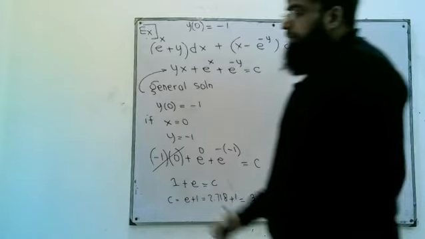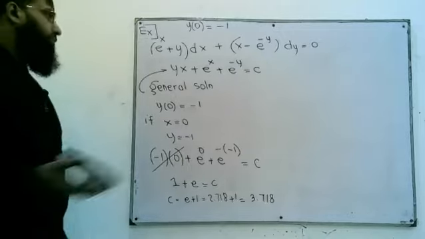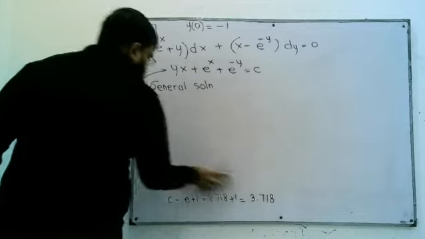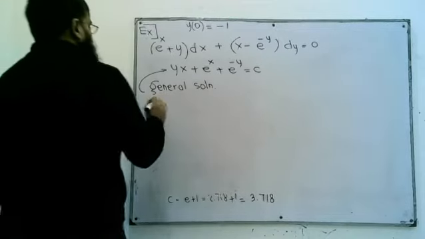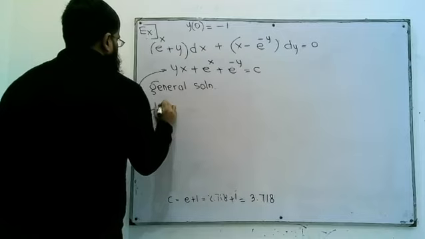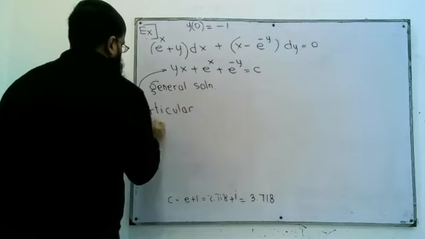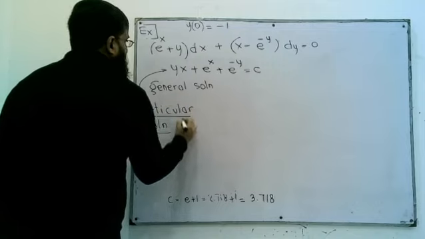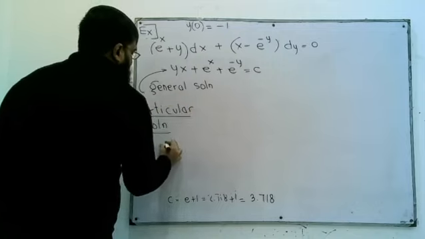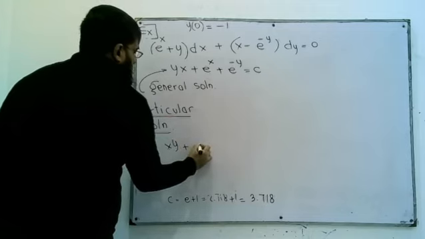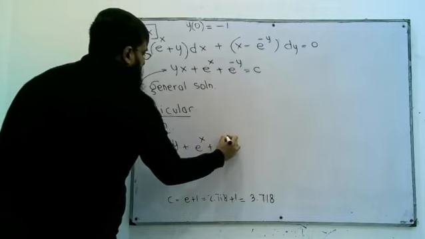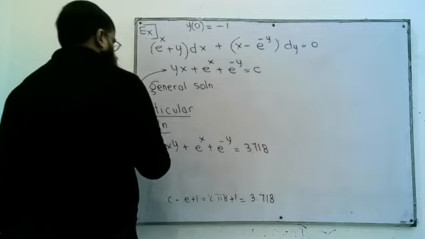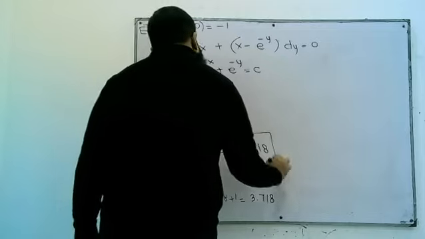So now we can plug this value of c into the solution to find out the particular solution. C is 3.718. So the particular solution for this problem is now y times x, or x times y, it's your choice, plus e to the x plus e to the minus y is equal to 3.718. So this is the solution, and of course you can plot it.